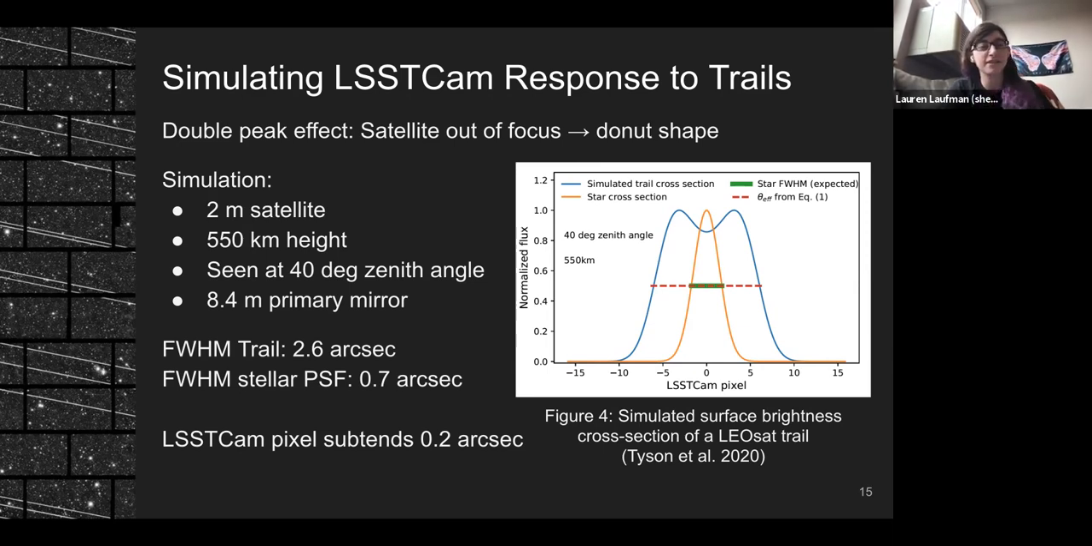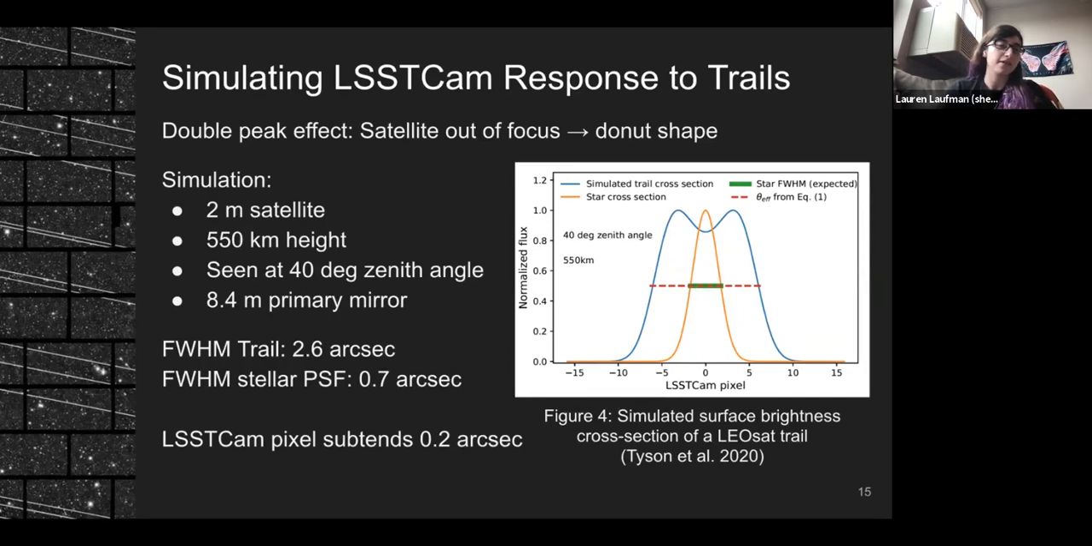So what they simulated for this is a satellite that is approximately 2 meters wide. The altitude is 550 kilometers. It's seen at a 40-degree zenith angle, and we use LSST's 8.4 meter primary mirror. What we end up getting is that the full width half max of the trail on your image, so basically how wide each of these little satellite streaks in the column on the left is, is 2.6 arcseconds.